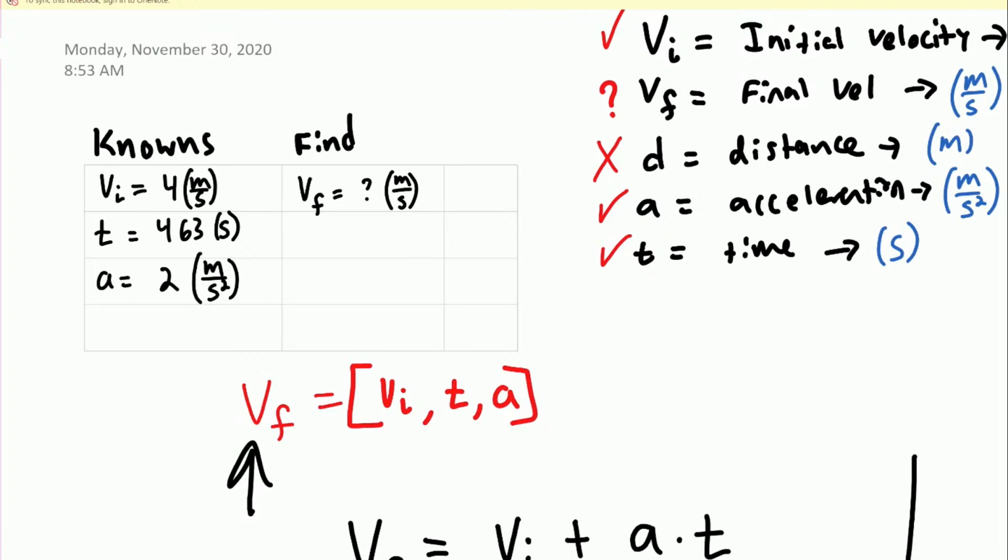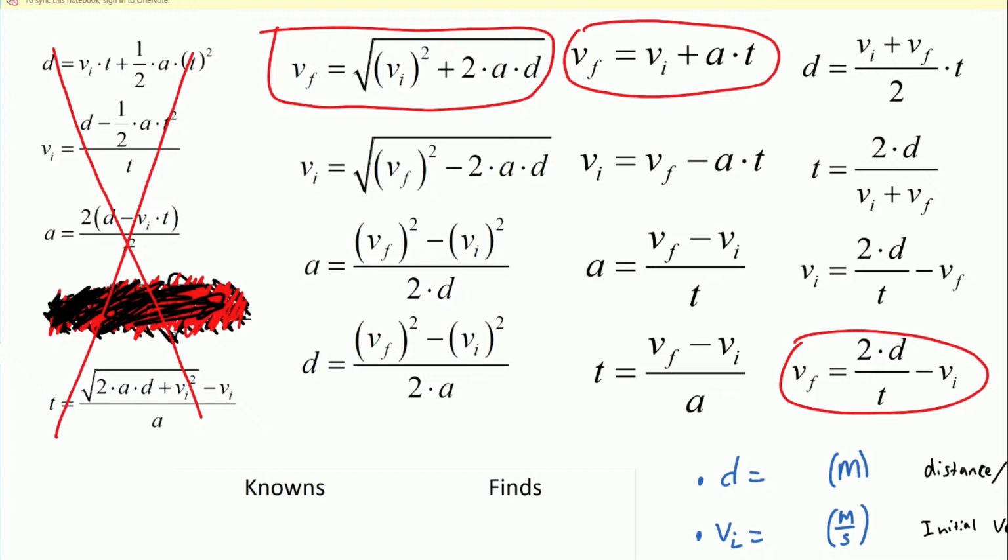Okay. Now, to thin it out even more, instead of looking for ones that have v sub i, t, and a, it'll be a lot easier to look for an equation that has something that I can't use. I want to find equations that have d in it, so then I can cancel them out. Because I know that if it has d in there, I can't solve it. So it's no use to me.